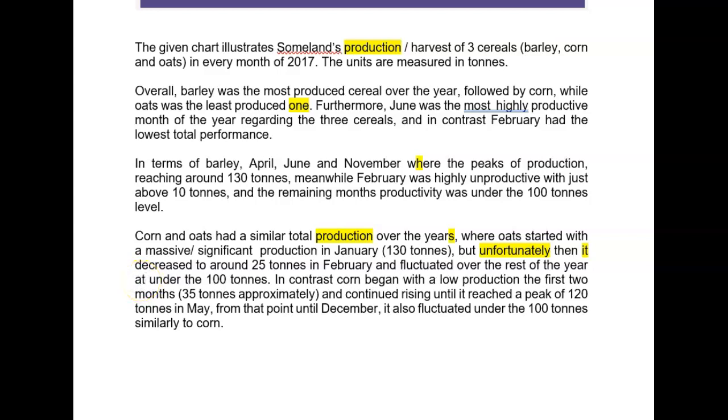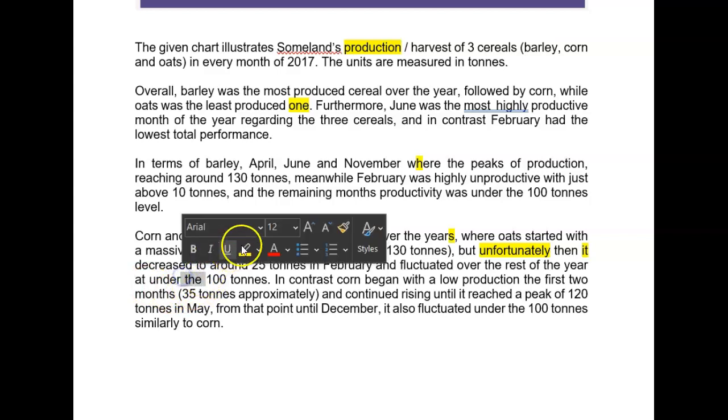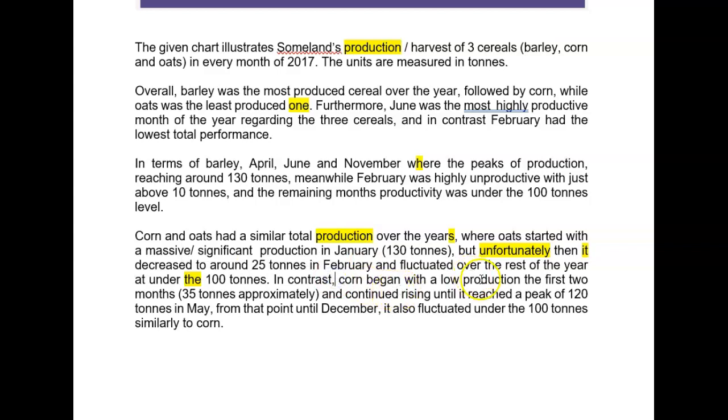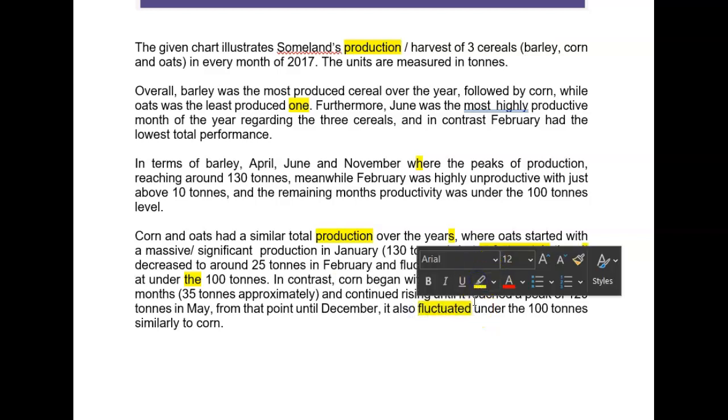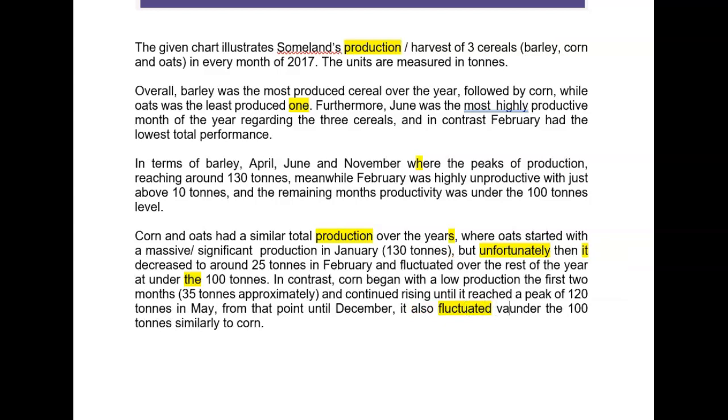At just under 100 tons, so you don't need to have the there, okay? In contrast, corn began with low production for the first 2 months and continued rising until it reached a peak, good, of 120 in May. From that point, it also fluctuated. Maybe not repeat fluctuated, it's a good word, but people overuse it. It also varied.